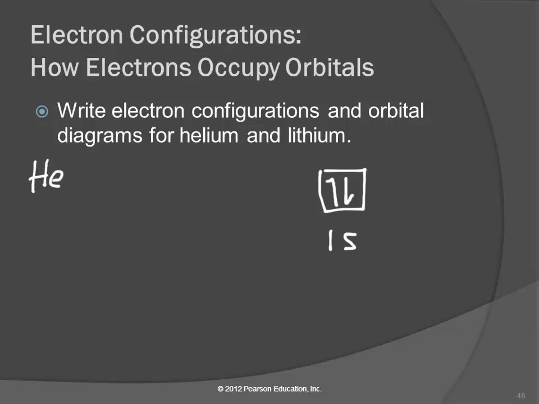That's the orbital diagram. The electron configuration would be 1s. That's the lowest orbital, lowest energy, and that has 2 electrons in it, so we give it a superscript 2. So 1s2.